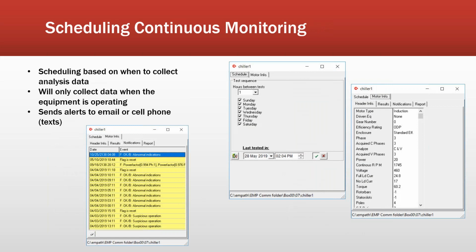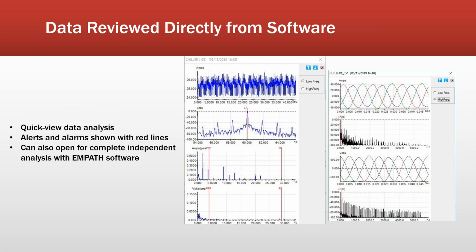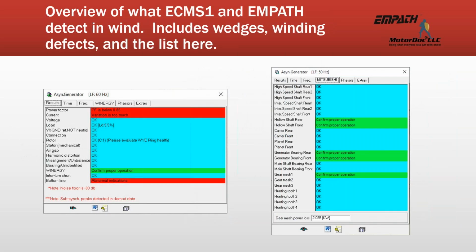Scheduling, well, now we've got it set up for up to every 5 minutes, but you could set it for once a week if you wanted to. This is just what's sent out in the email with the alarm. And this is what was set up for wind turbines.